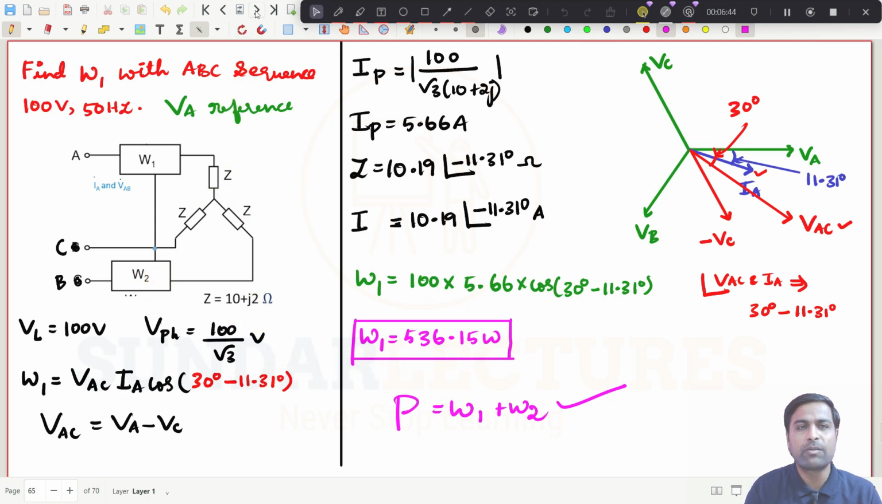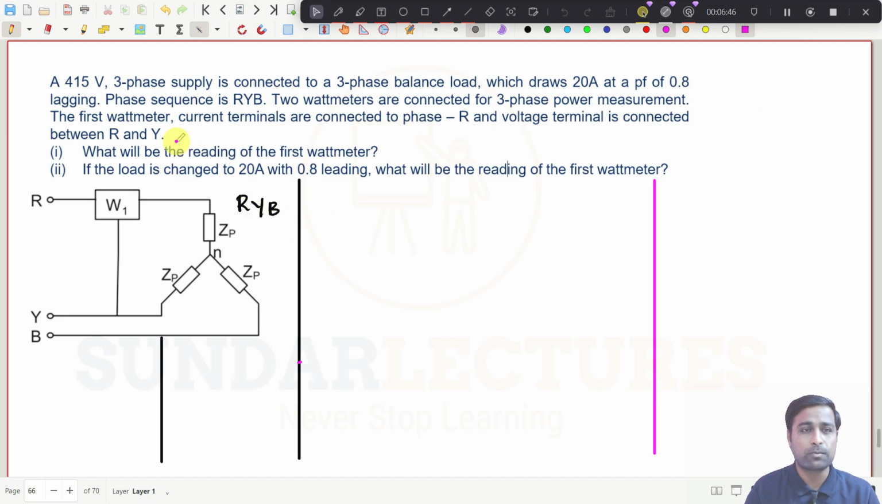Anyhow, we will move on to the next one. We have to go very fast now. What is the question they have given you? A 415 volt three phase supply is connected to a three phase balanced load. They have given you a three phase balanced load, 415 volts. So you just write it down: VL is equal to 415 volt. And what is V phase? Obviously this is a star connected system. V phase will be equal to 415 divided by root 3. I have to write this straight away.